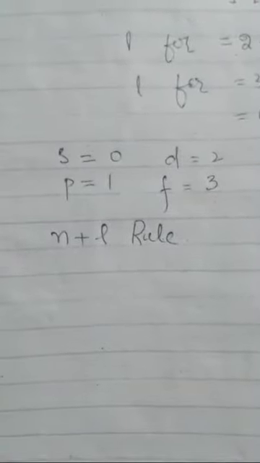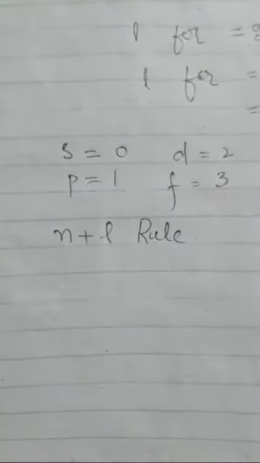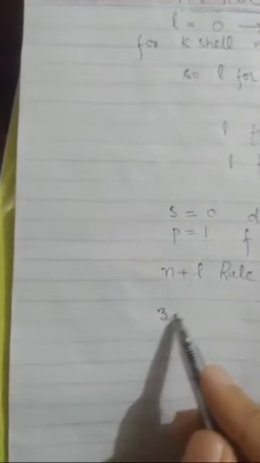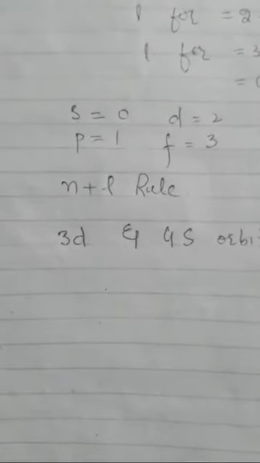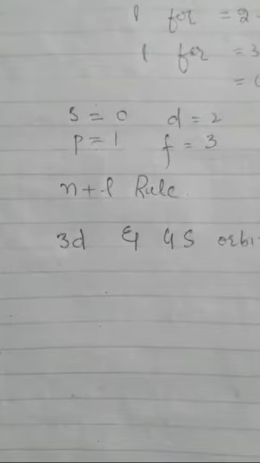Remember that Aufbau says that those orbitals will fill first in the electronic configuration which have the least n plus l value. So we will find out now how we can fill the orbitals. For example, consider the 3d and 4s orbitals. Now the question is whether 3d will fill first or 4s will fill first. So we will decide from this value.